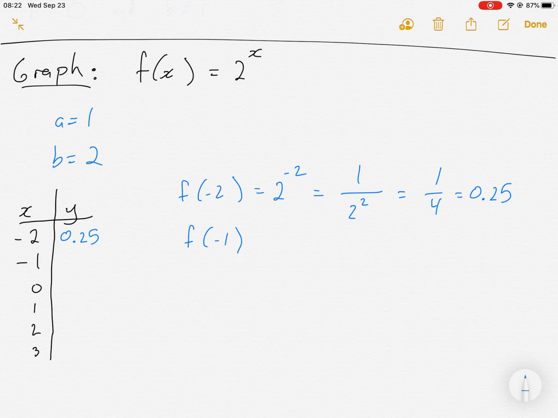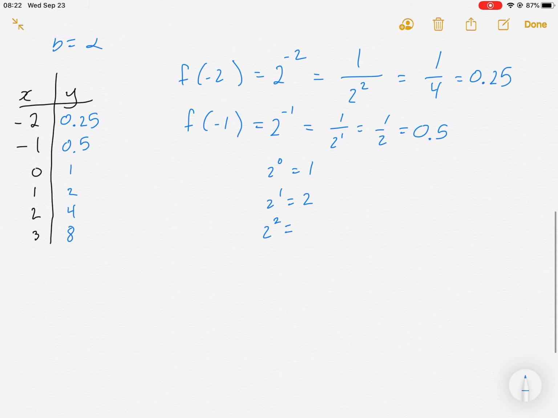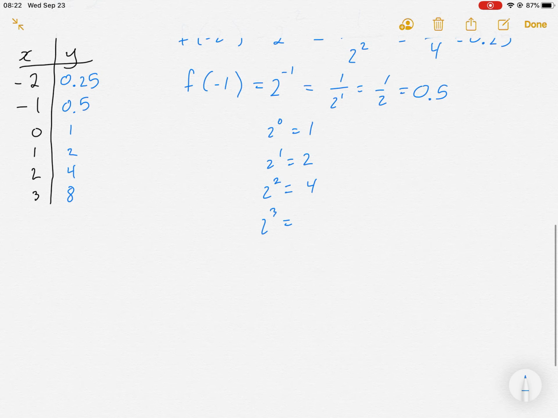I'll do a couple more. So I get 0.5. And then we already talked about 2 to the power of 0. Everything to the power of 0 is just 1. 2 to the power of 1 is just 2. 2 squared is 4, and 2 cubed is 8. Okay. So there are the points on my graph.